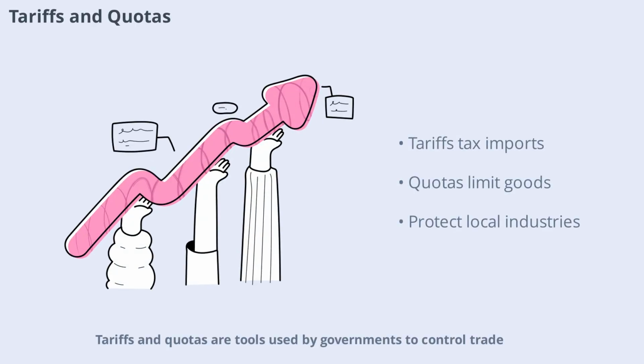Tariffs and quotas are tools used by governments to control trade. Tariffs are taxes on imported goods, while quotas limit the amount of a product that can enter a country. These measures protect domestic industries but can also lead to trade disputes. Economic systems influence how tariffs and quotas are applied. Capitalist countries may favor fewer restrictions, while socialist nations often use them to safeguard local production.